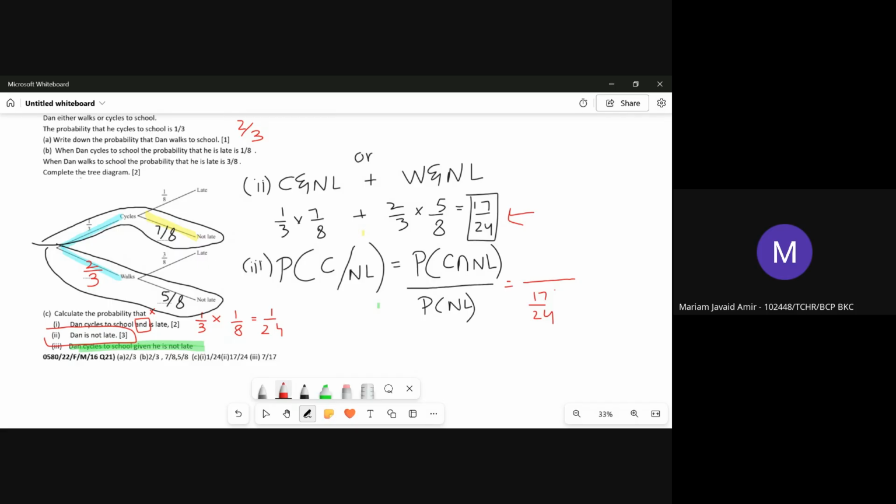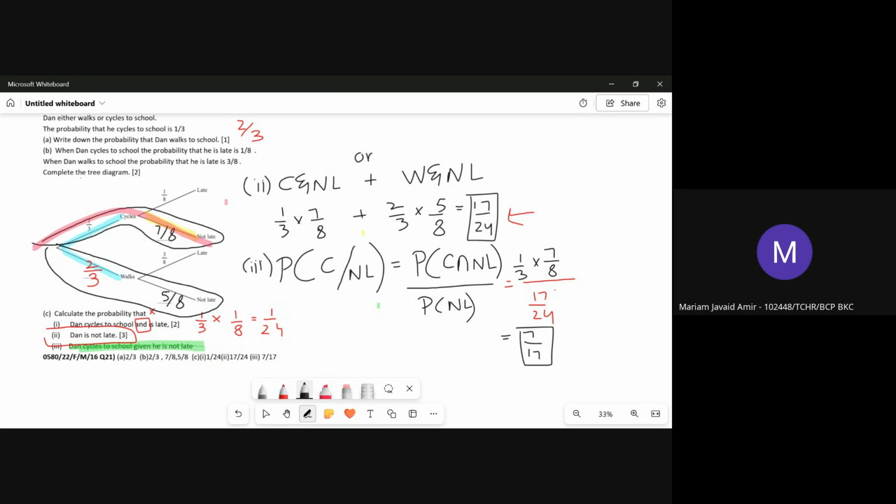Okay. And then cycles and is not late is this part. Cycles and not late. So इसकी probability numerator में लिख लेते हैं 1/3 times 7/8. Now we enter this in the calculator. 1/3 times 7/8 upon 17/24. 7/17 is the answer.